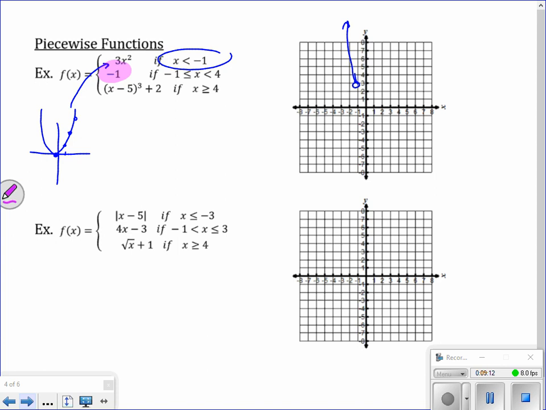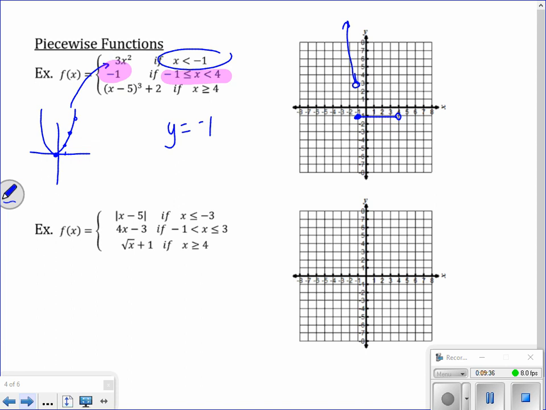So I'm supposed to stay at negative 1 if I'm between negative 1 and 4. So remember, that's y equals negative 1. That's just a straight line across negative 1, from negative 1 all the way to 4. So I'm supposed to stay at negative 1, so it's right here, all the way to 4. So I have an open circle because it doesn't include 4.